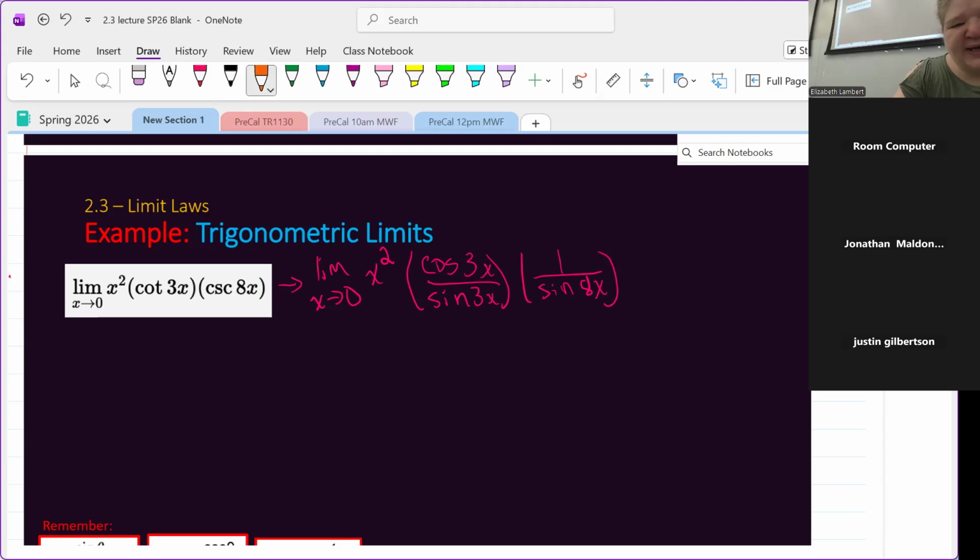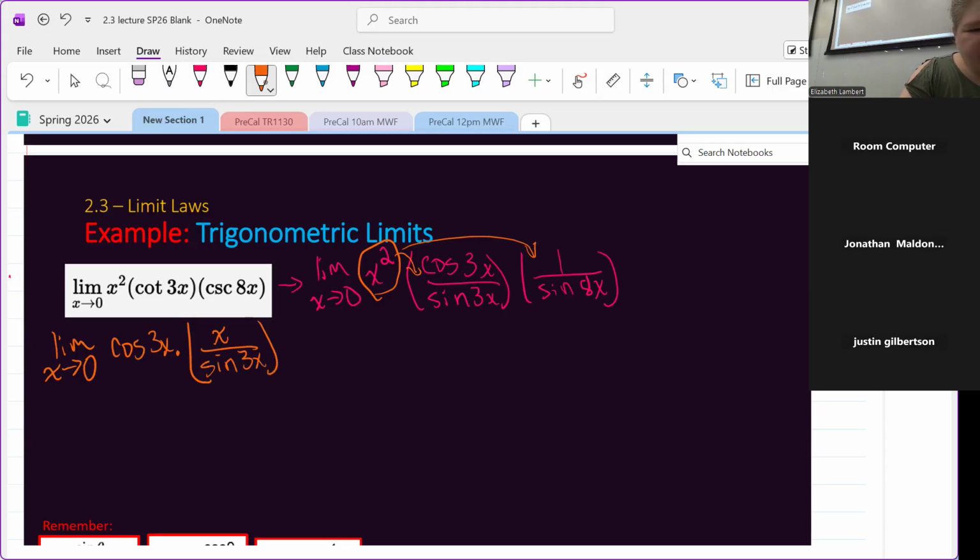So what we're going to do is this x squared, I'm going to break it apart. I'm going to put one of them here with the sine 3x and one of them here with the sine 8x. And then that cosine of 3x, I'm going to write in front. Like not outside the limit, just I've got cosine of 3x. And now I've got times x over sine 3x times x over sine 8x.